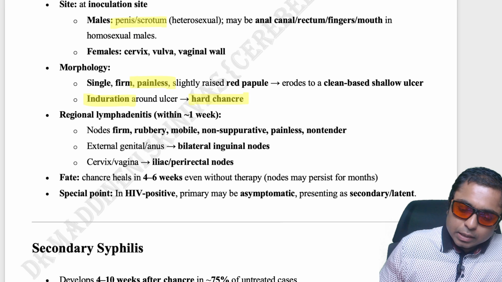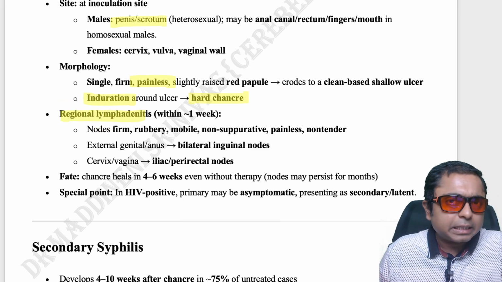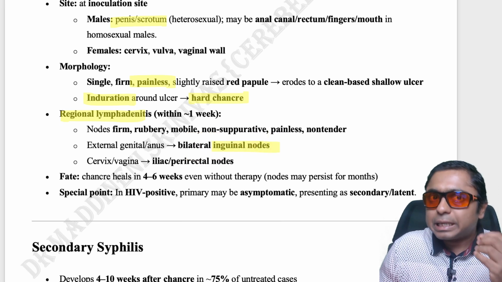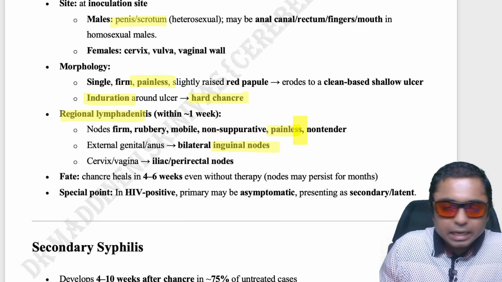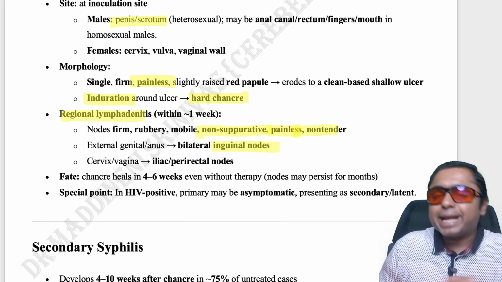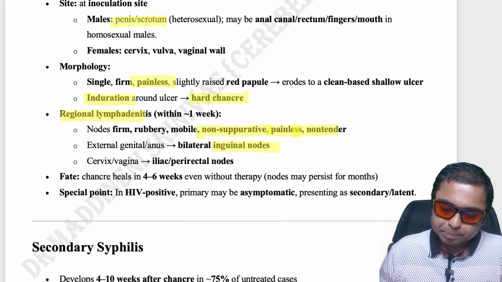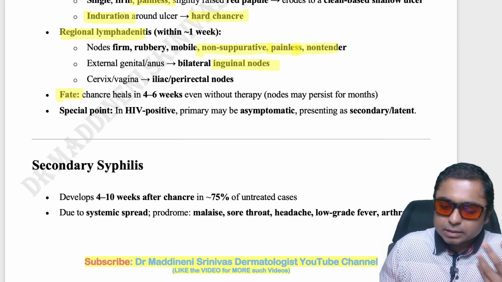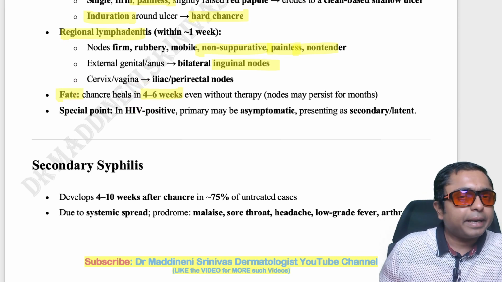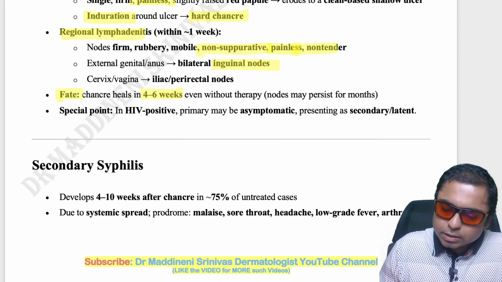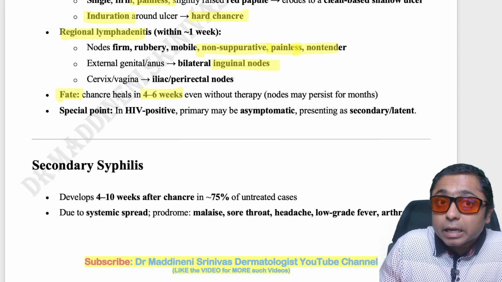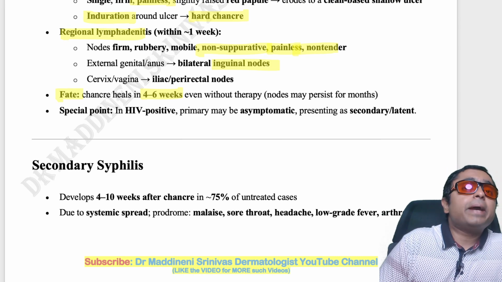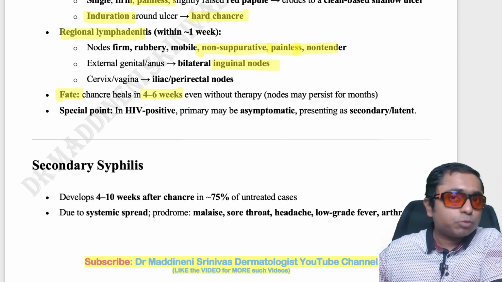Right. So now there is going to be regional lymphadenopathy. What are the regional lymph nodes? They are the inguinal group of lymph nodes which you need to remember, and they are going to be just like the ulcer: painless, non-tender, and there will not be any pus in the lymph node. Right. So what will happen to primary syphilis? Usually it will heal over a period of 1 to 1.5 months even without any treatment. But if you don't treat the patient, what will happen? This Treponema pallidum will reach the bloodstream and thereby it can produce the other types of syphilis, right?